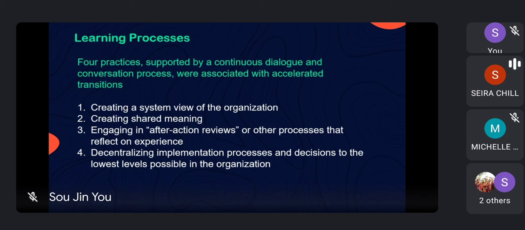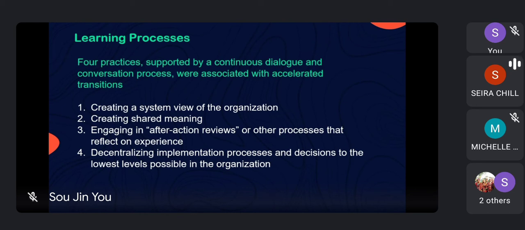According to the research center, this suggests that change can be implemented more quickly when leaders consciously design learning process into the transition. So there are 4 practices supported by a continuous dialogue and conversation process. The first one is creating a system view of the organization. So ang sinasabi nito, you need to create a model of work and change that allows individuals to see their efforts contribute to organizational functioning and performances.